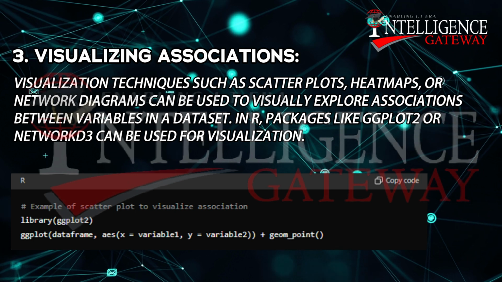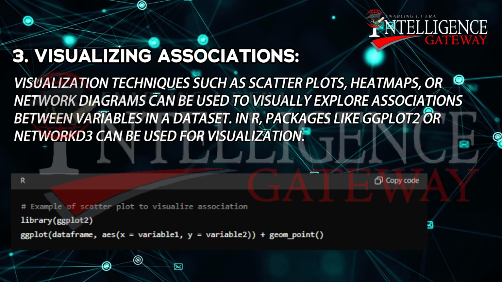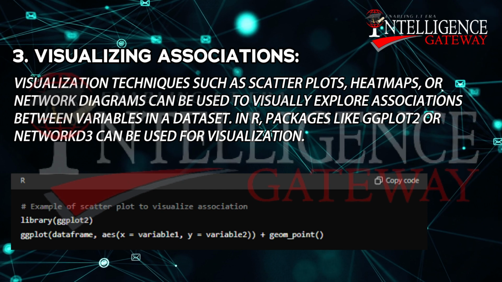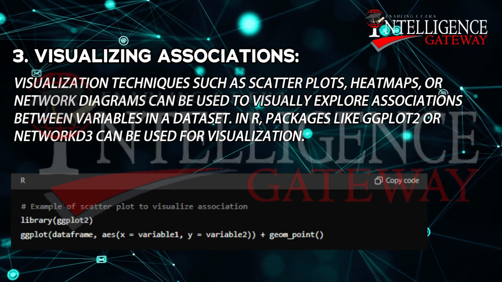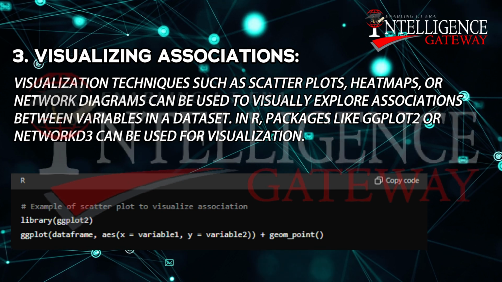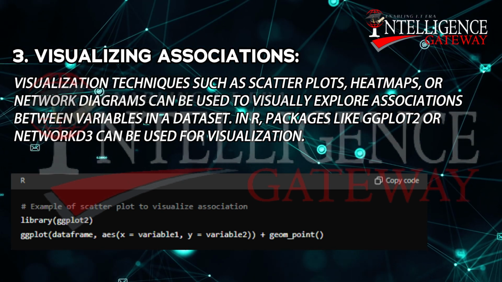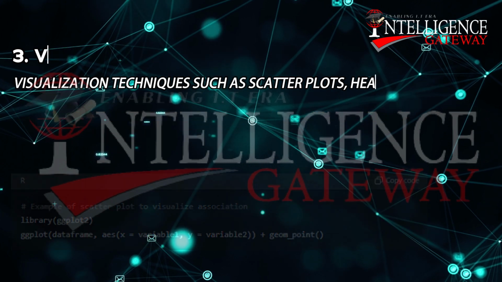3. Visualizing associations. Visualization techniques such as scatter plots, heat maps, or network diagrams can be used to visually explore associations between variables in a dataset. In R, packages like ggplot2 or networkD3 can be used for visualization.